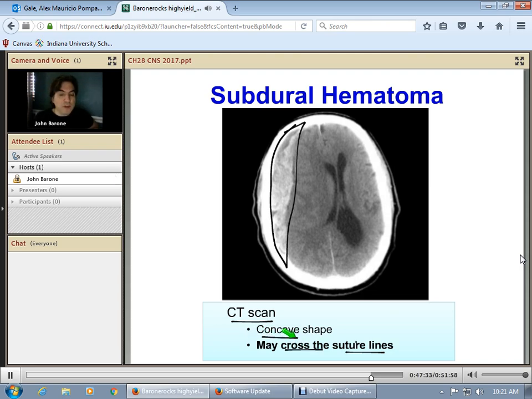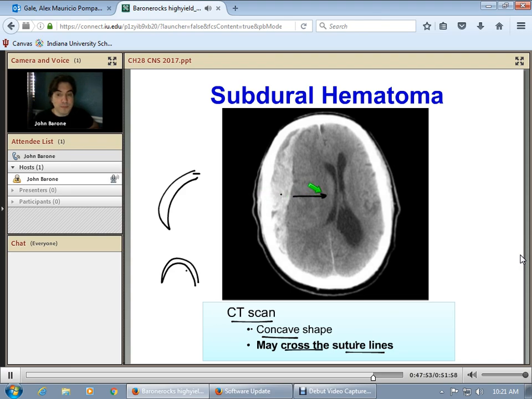Now the shape is described as concave. It's like you're living in a cave. So a crescent moon or cave shape. That's concave, like you're in a cave. So that's the classic appearance. Now for this one, would I need to do something? Well, let's see. Is there a midline shift? Yeah, there is.